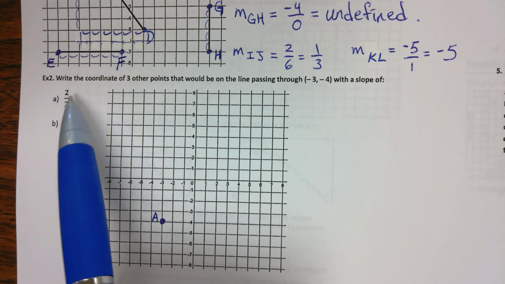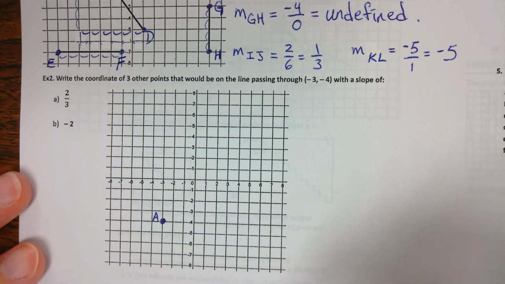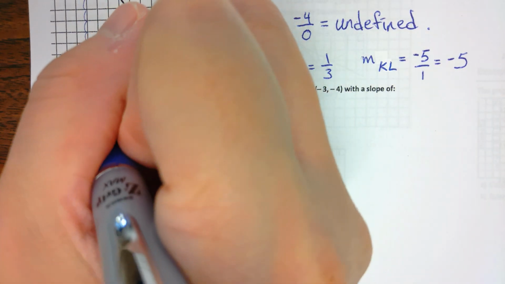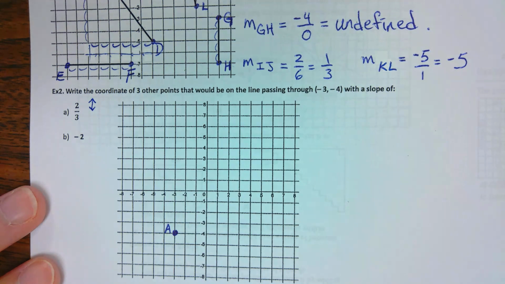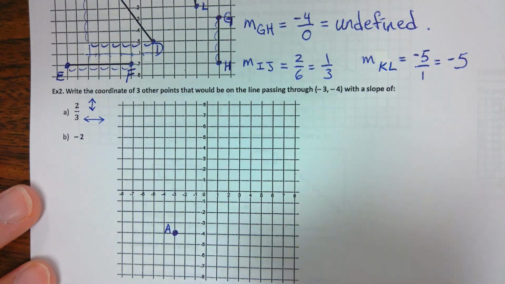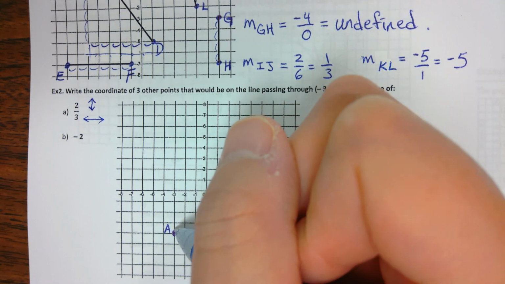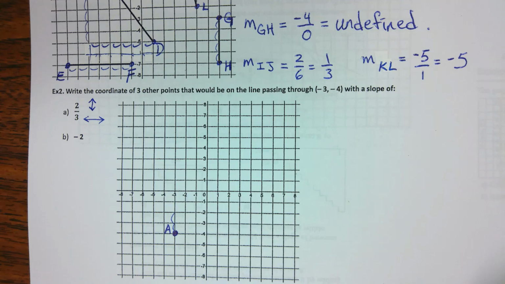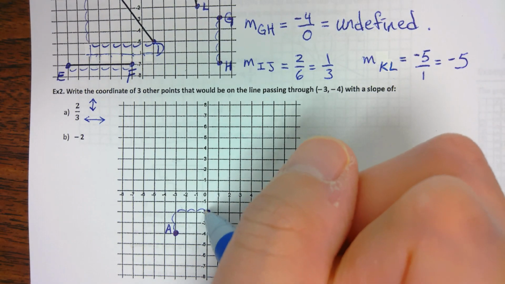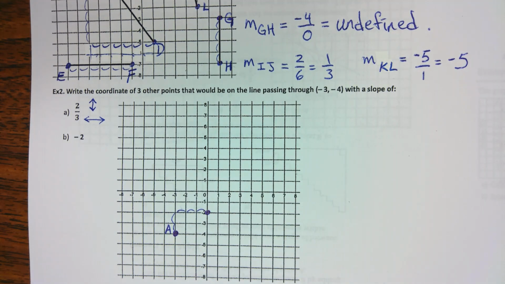And I want 3 other points on the line. My slope is 2/3. So what's my rise? My slope is 2/3, so my rise is 2 and my run is 3. So from this point, I'm going to go up 2 levels on the elevator, and 3 over. And there you go. It leads me to my second point.